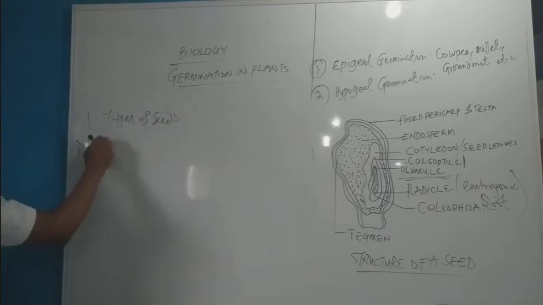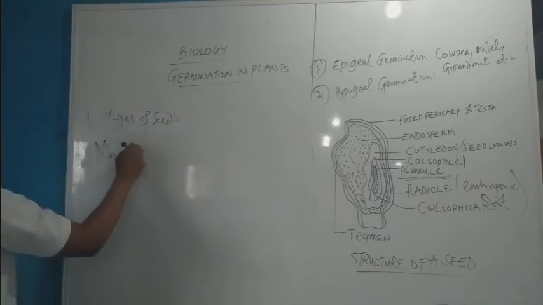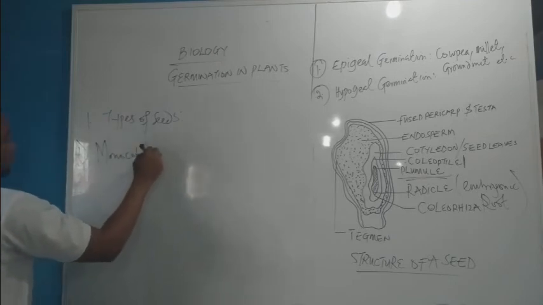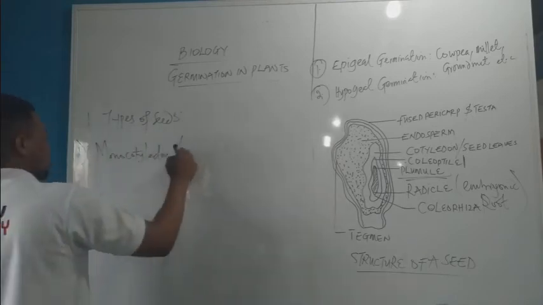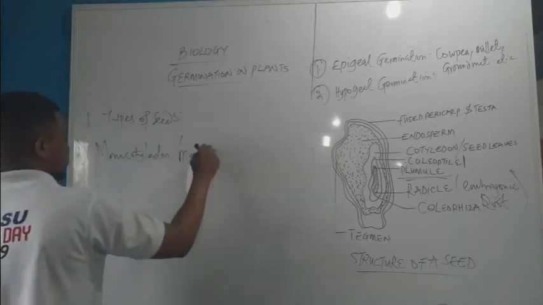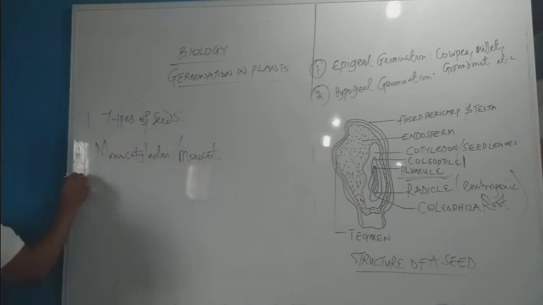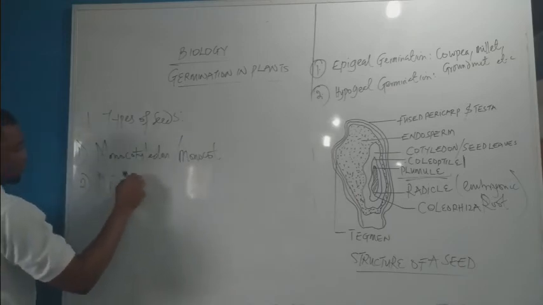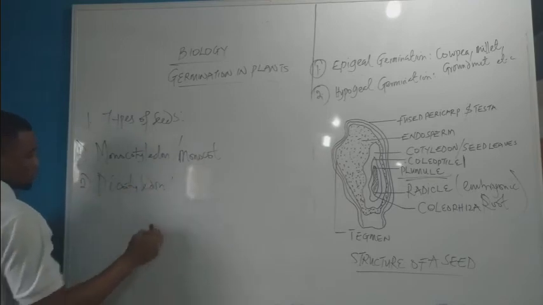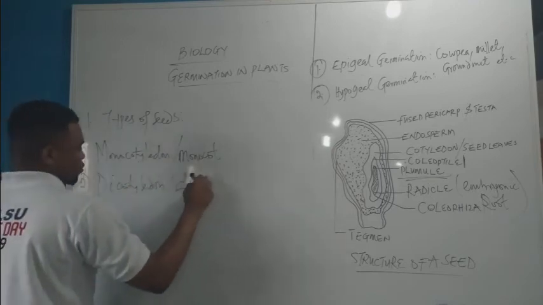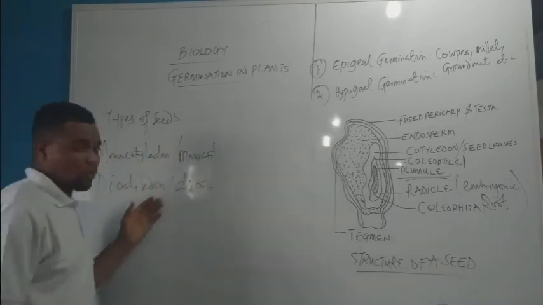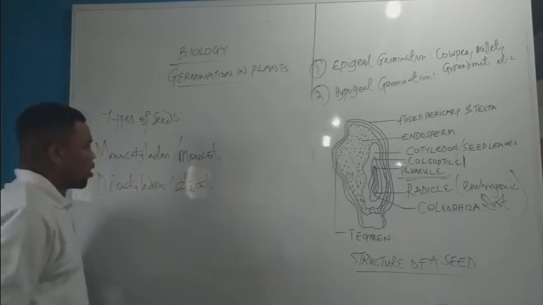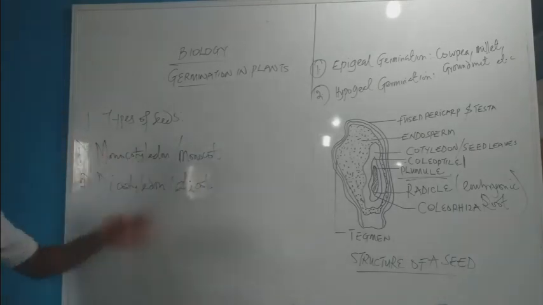The first one is the monocotyledon, known as what? Monocot. Then the second one is the dicot. The dicotyledon, known as what? The dicot. So the short form of the monocotyledon is monocot. The short form of the dicotyledon is what? Dicot.